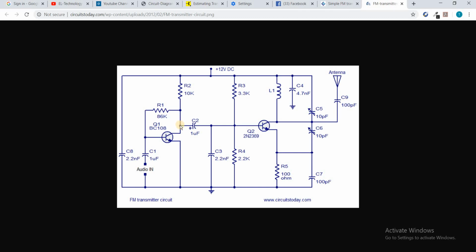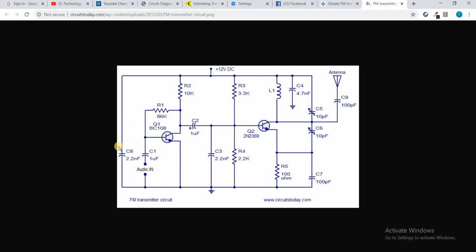It will be amplified and sent through the connector and this capacitor to the next stage. This capacitor is called coupling capacitor. As you can see, all these capacitors are electrolytic capacitors. This is the positive terminal and this is the negative terminal. Now this resistor provides the collector current for this first stage. Actually, this first stage is called pre-amplifying stage.